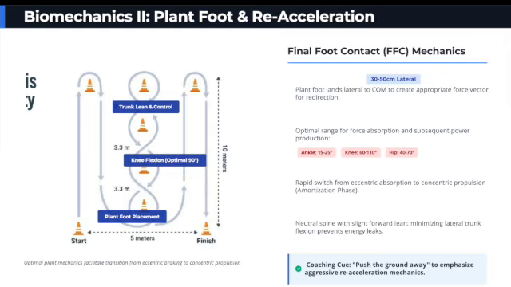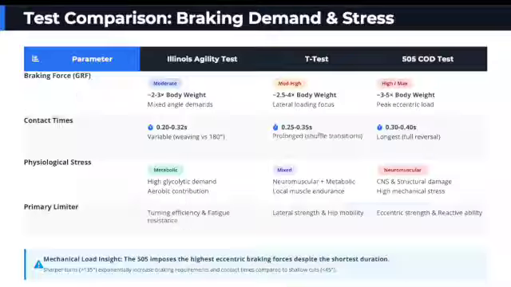Ankle should be in 15 to 25 degrees. The knee around 60 to 110 degrees. The hip 40 to 70. Rapid switch from eccentric absorption to concentric propulsion. Neutral spine with slight forward lean, minimizing lateral trunk flexion, prevents energy leaks. Coaching cue: push the ground away.